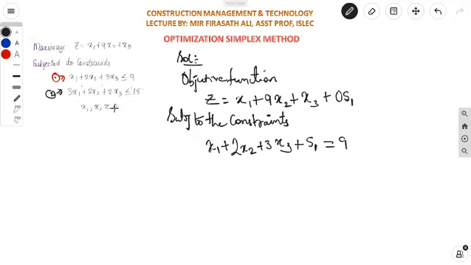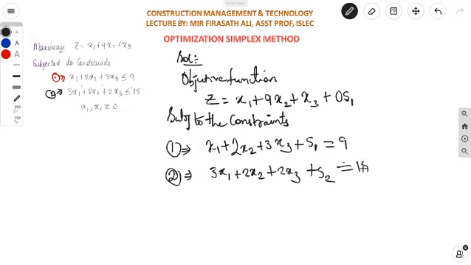So what is our next constraint? This was our first constraint. Our second constraint is 3x1 plus 2x2 plus 2x3, which is also less than or equal to 15. To make it equal to 15, we need to add one more slack variable, plus s2. Then this value becomes equal to 15. So in the objective function also we need to add this.